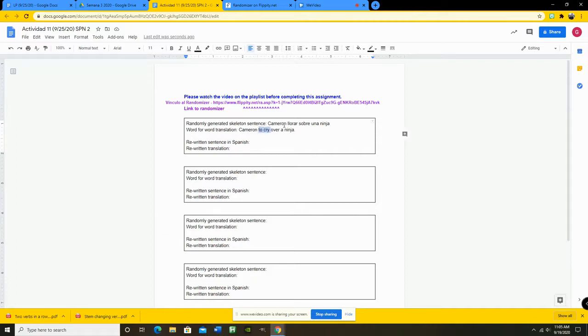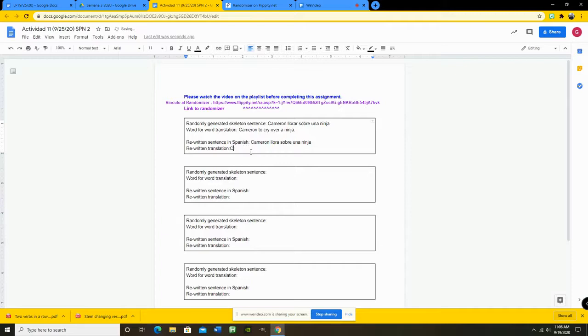There's a problem here. Llorar means to cry, so we're missing the conjugation. So what you need to do is rewrite the sentence so that it makes sense. Cameron, we take off the AR. He is a he, so we're going to say llora because it's a he-she conjugation. Sobre una ninja. So now we have conjugated the verb. That was what was wrong with this sentence.